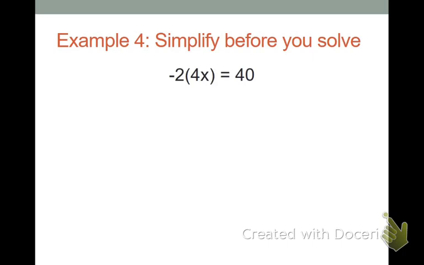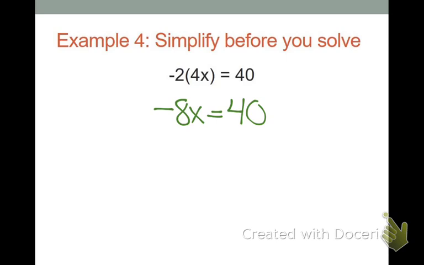Negative 2 times 4x equals 40. While there are a couple different ways you can do this, the easiest way is to simplify over here with the variable, if there's something to simplify, before you do inverse operations. So what would be negative 2 times 4? That'll be negative 8x. Equals 40.